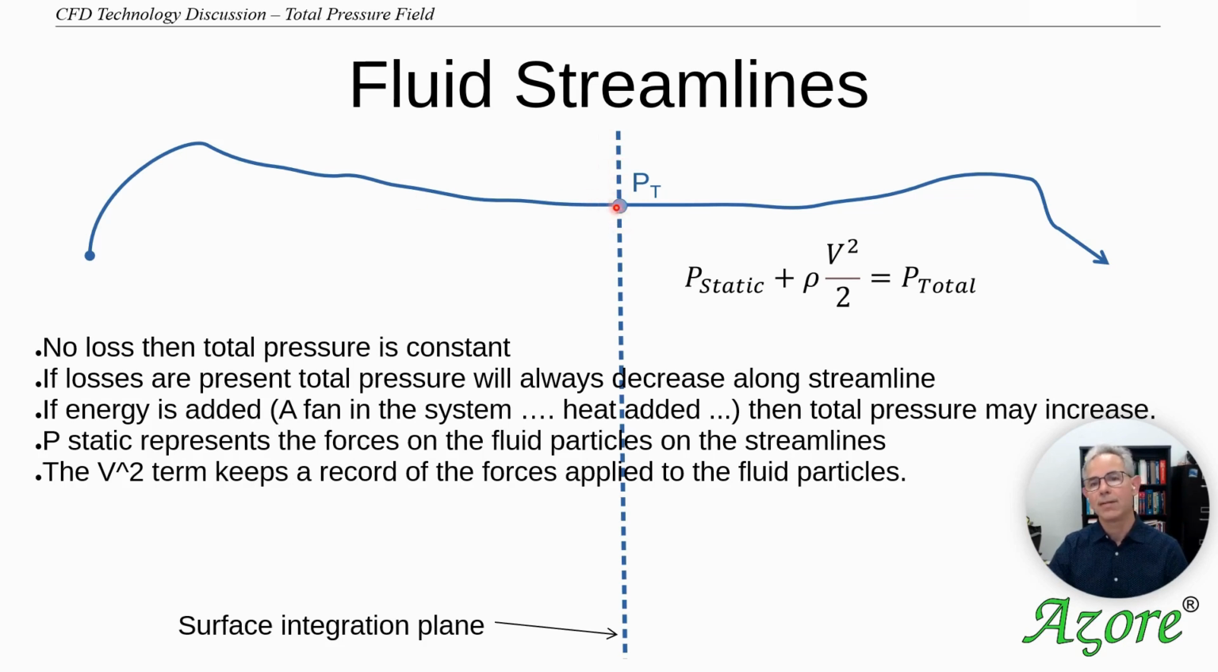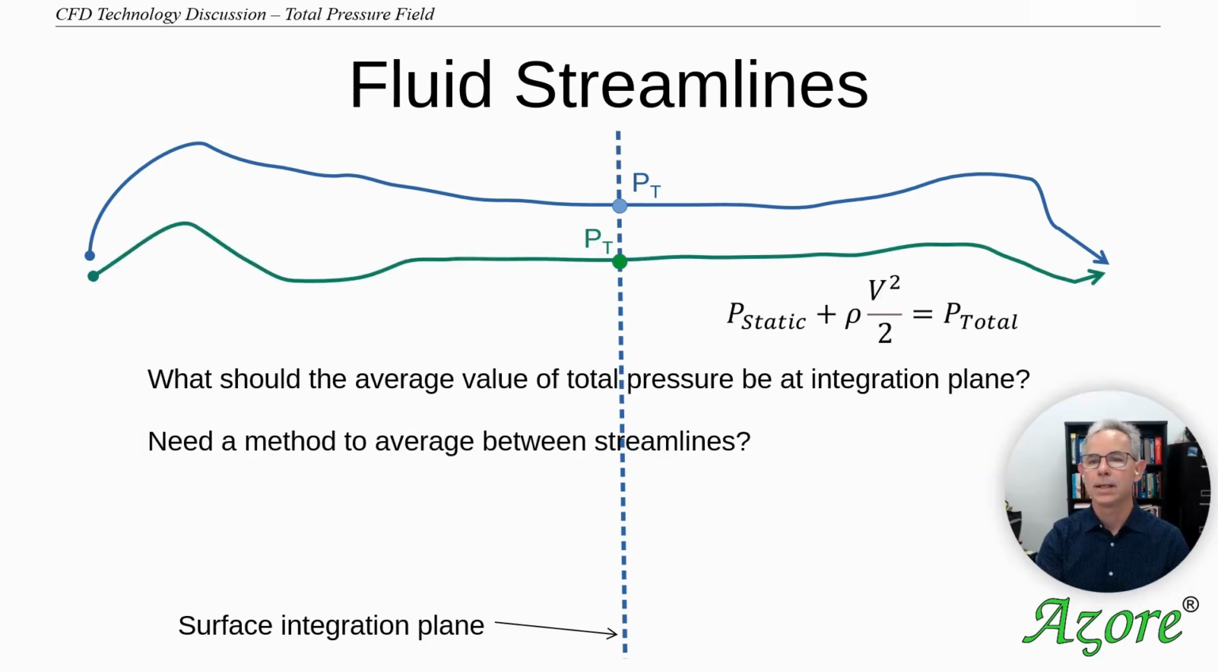And if we only have one path line crossing our surface, then the total pressure at this location is obvious. I mean, it's one value because it crosses the streamline. The problem is what happens if we have two fluid streamlines crossing our surface at the same time, right here? Then what is the average total pressure? Because now you have a total pressure here and a total pressure here. How do you average those together?